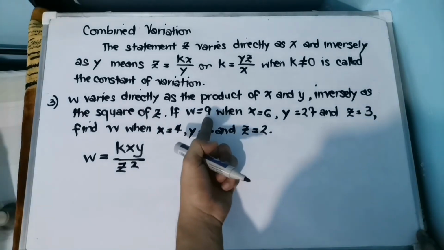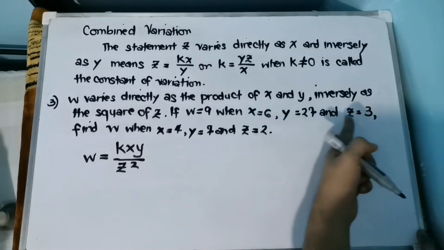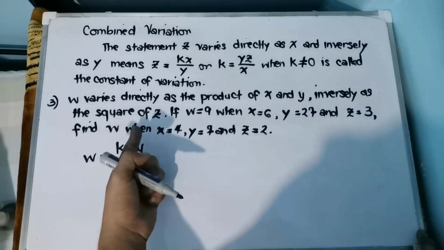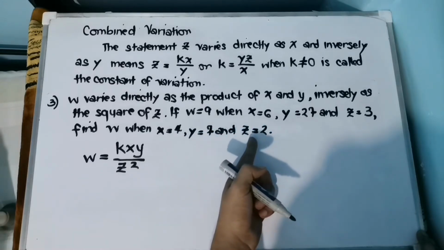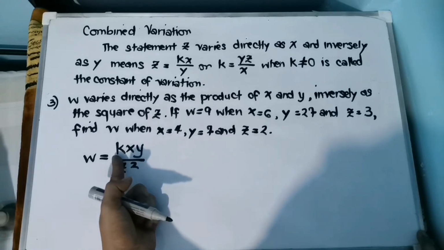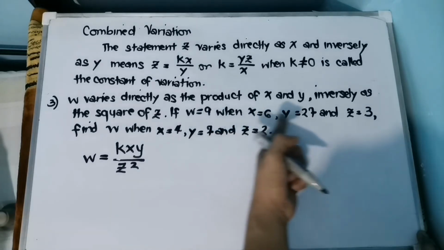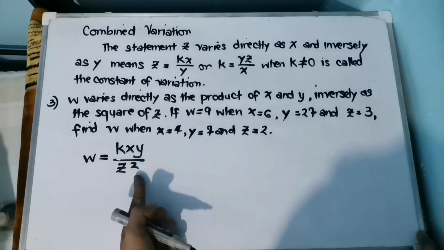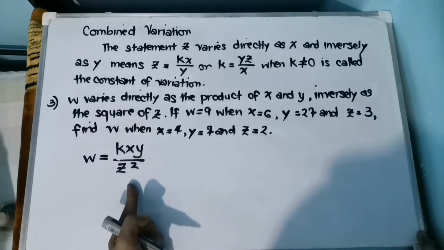Then, if W equals 9 when X equals 6, Y equals 27, and Z equals 3, find W when X equals 4, Y equals 7, and Z equals 2. So the first thing we should do is to find the constant of variation for us to be able to find the value of W. So, ito yung gagamitin natin mga given. So, we just substitute all the given here dito sa ating na-translate na algebraic phrase dito sa ating first statement. So, ito yung ating combined variation.